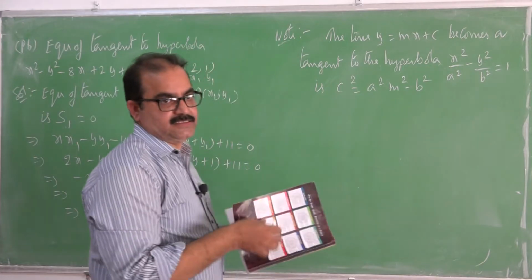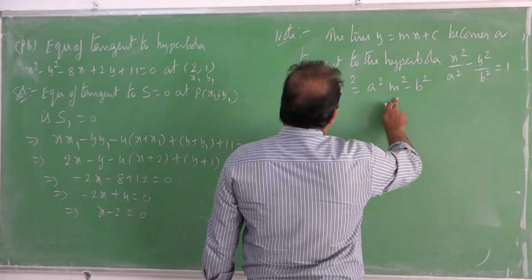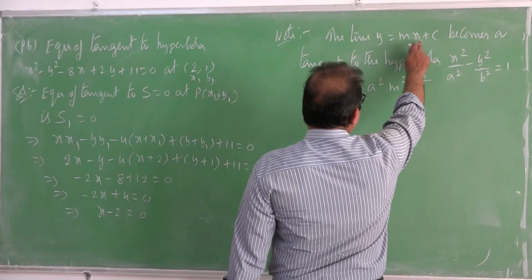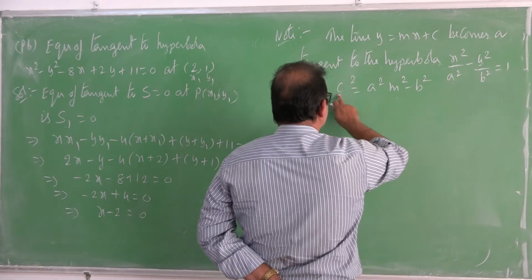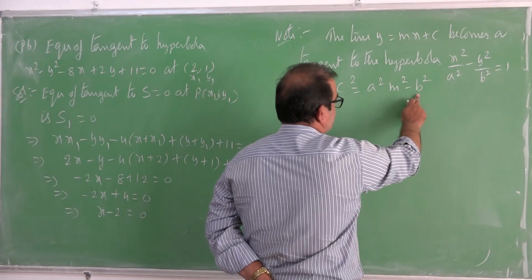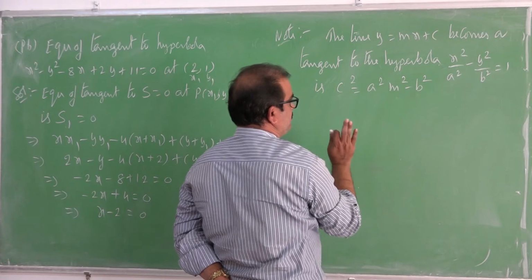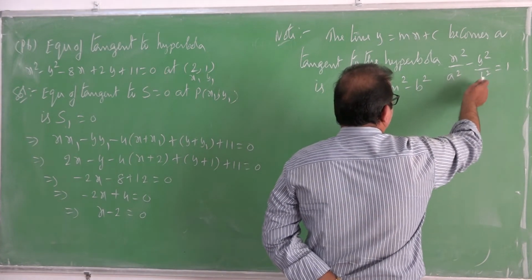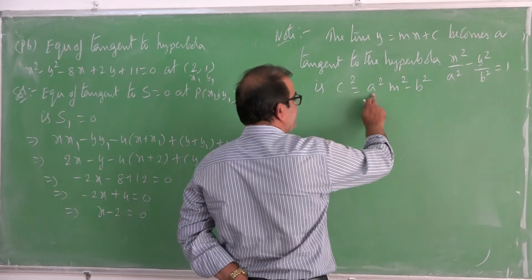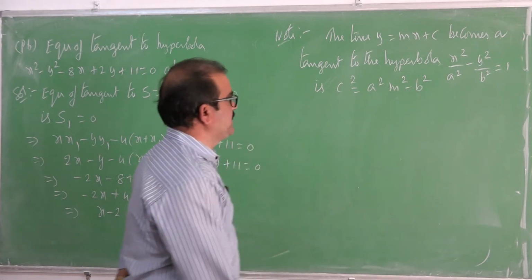We already discussed this point in ellipse. When the line y is equal to mx plus c is a tangent to the ellipse, the condition is c square is equal to a square m square plus b square. What is the difference between the equations of ellipse and hyperbola? In place of plus b square, here it is minus b square. So condition is also c square is equal to a square m square minus b square.